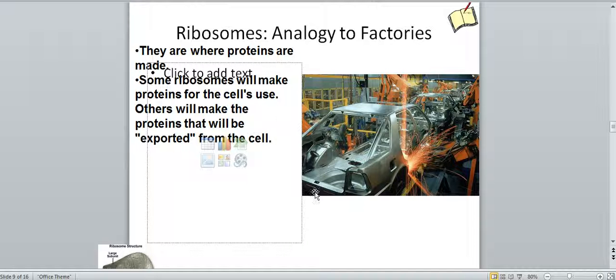Ribosomes are basically where proteins are made. Now, proteins are basically the workhorses in the cell. They are a major product of the cell. So if you thought of maybe Detroit or a major city where they produce cars, for example, then the ribosomes would be comparable to the car factories as you see here in this picture right here.